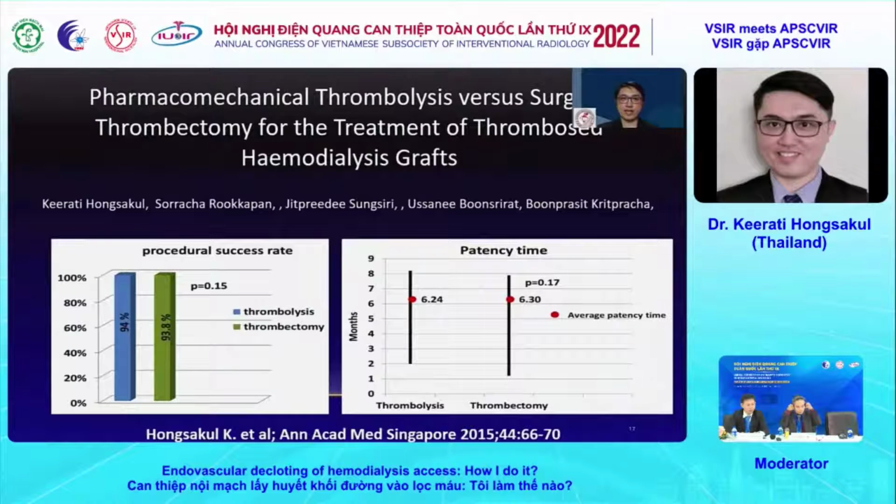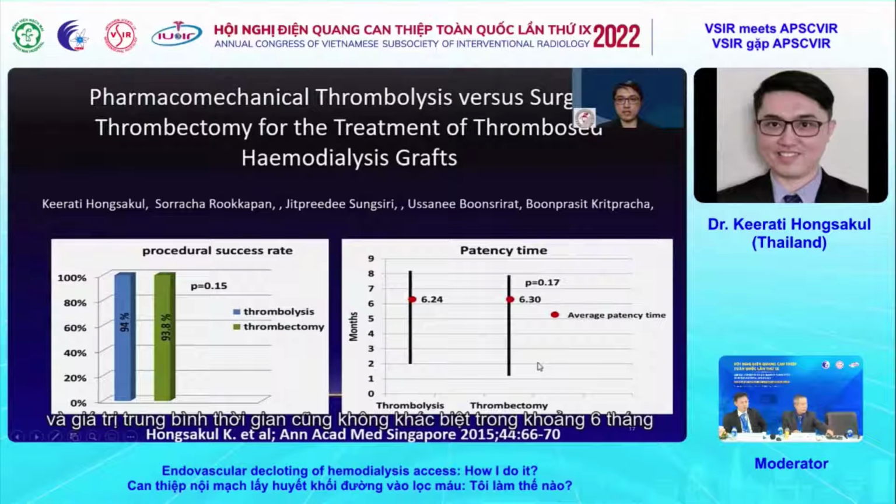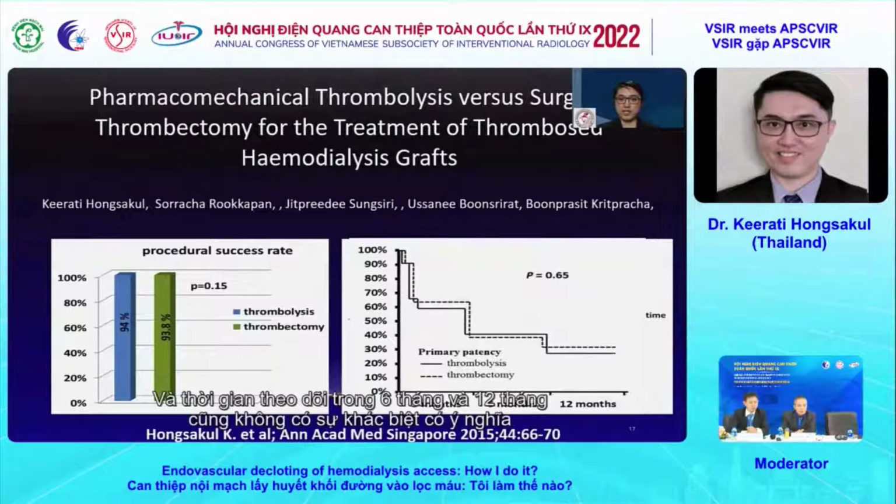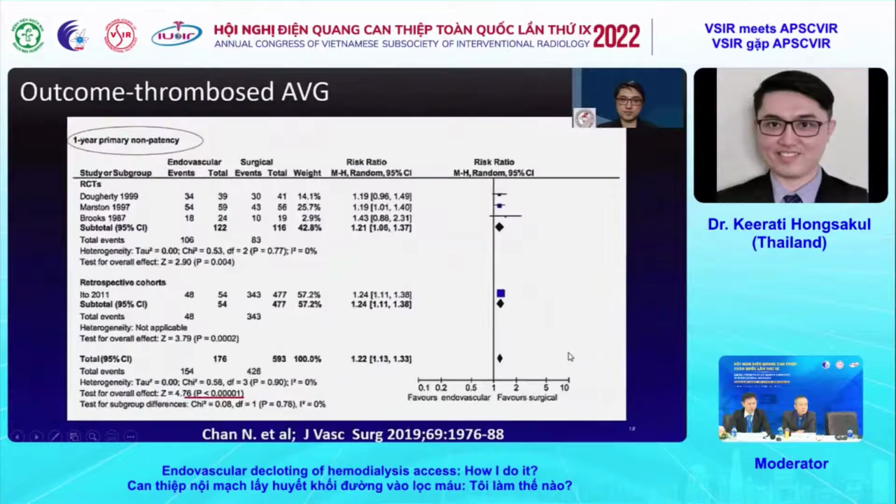And this is our data comparing surgical thrombectomy and thrombolysis. For thrombosed hemodialysis grafts, procedural success is not significantly different between the two procedures, and the mean patency time is also not significantly different at 6 months. The primary patency at 6 months and 12 months is also quite the same, with no significant difference.